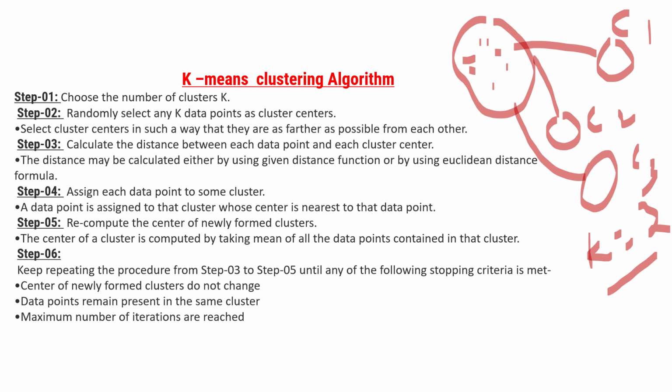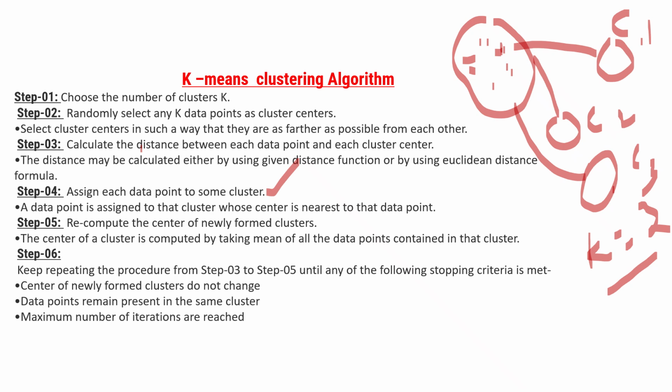Then we have to calculate the distance between each point and each cluster center. Here my k value equals 3, so I have to calculate the distance between one point and cluster center 1, the same point and cluster center 2, and the same point and cluster center 3. Based on that, I have to identify which has the minimum distance. If the minimum distance is there, I have to assign that particular point to that particular cluster. Like that I have to assign in step 4.